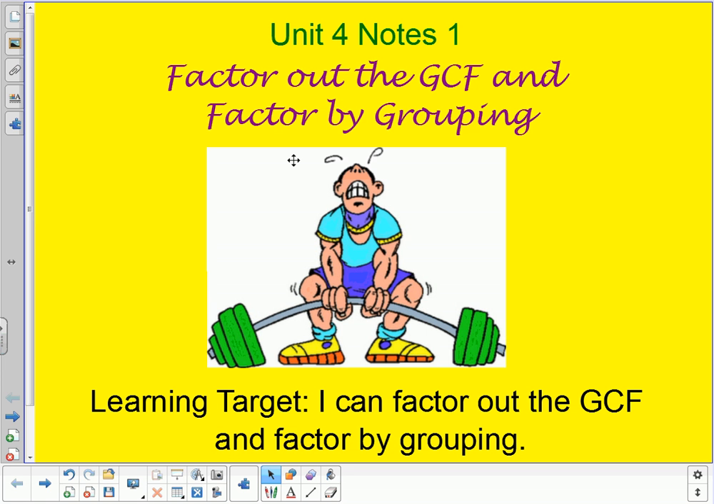Today we are kicking off Unit 4, which is on factoring expressions, and we're going to start by looking at factoring out the GCF and factoring by grouping. So you're going to hear the word factoring a whole lot in this unit, and we're going to talk a lot about what factoring actually means.